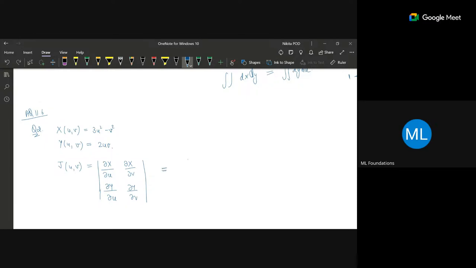So what is dou x by dou u? This is going to be 6u, right? Yeah, 6u. This is minus 2v. This is 2v, and this is 2u. So find the determinant. What will it give you? It's 12u square plus 4v square. This should be the answer, I guess. Yeah, this is the answer.